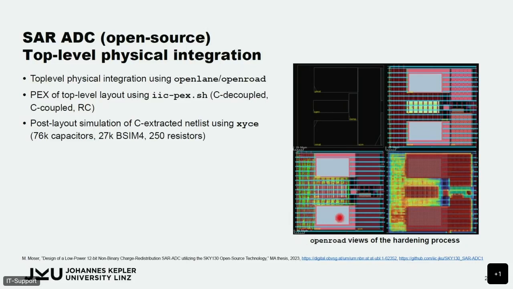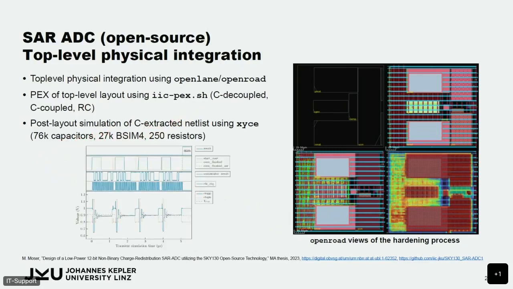And then we extracted the capacitor arrays and the comparators. So then, I mean, it's only C extracted. Yeah. Strictly speaking, you should do an RC extract, but that's a huge simulation. So here we did a C extracted netlist. You still have 76,000 capacitors, 27,000 PSP MOS4 transistors. So that's quite something. And for this, we ran the simulation in Xyce.